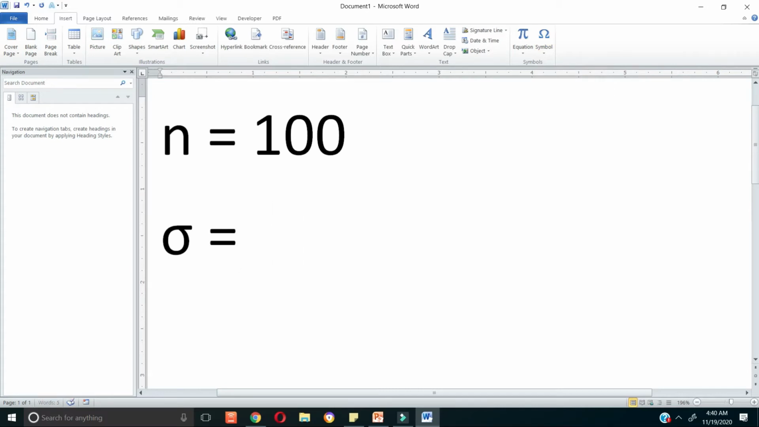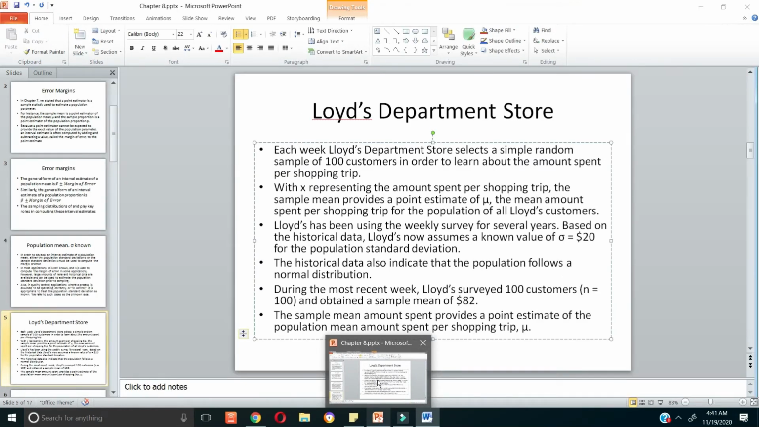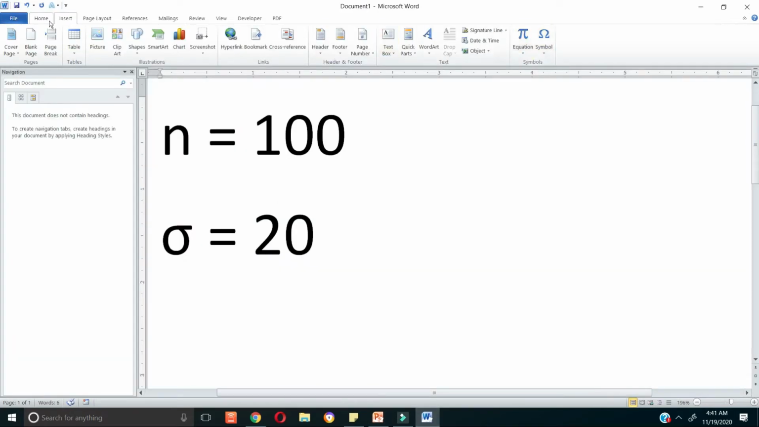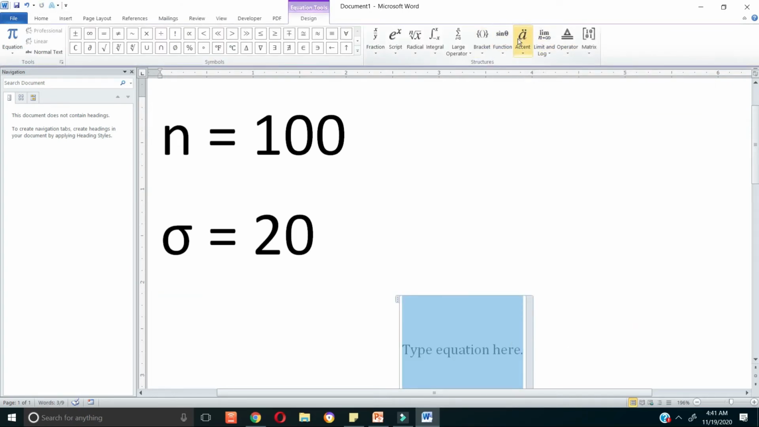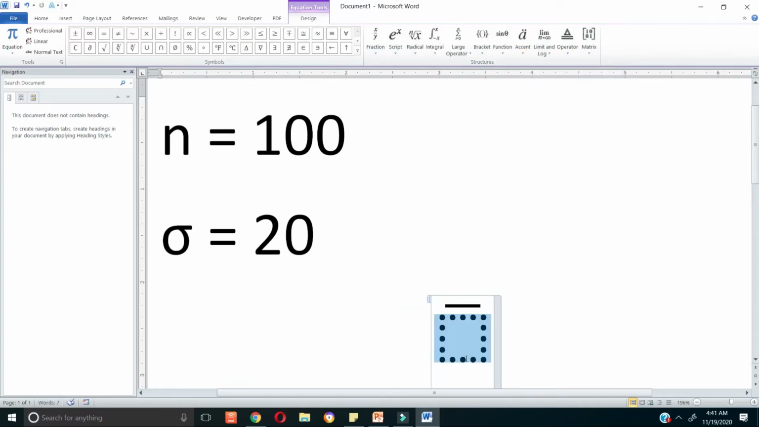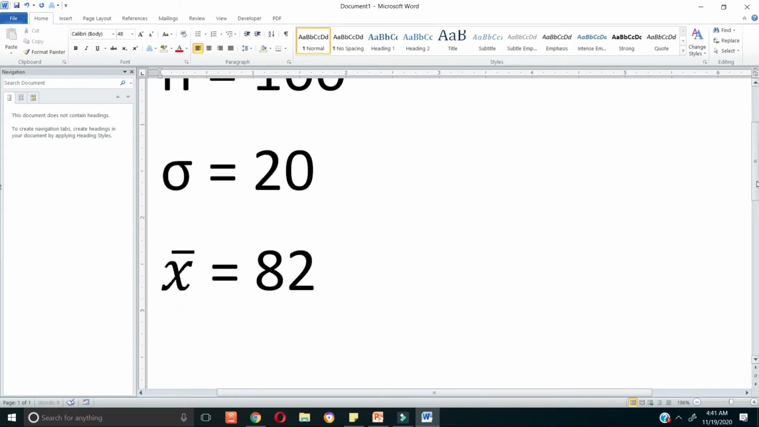What other information do we have? According to this information, we have a sample mean, an x bar of 82. This is the sampling distribution mean.